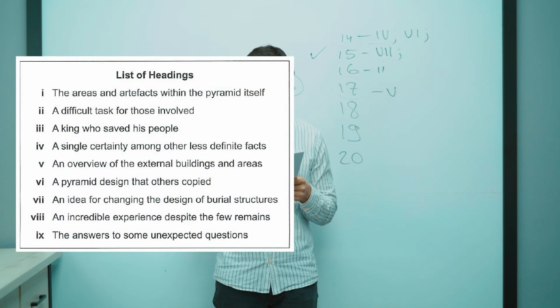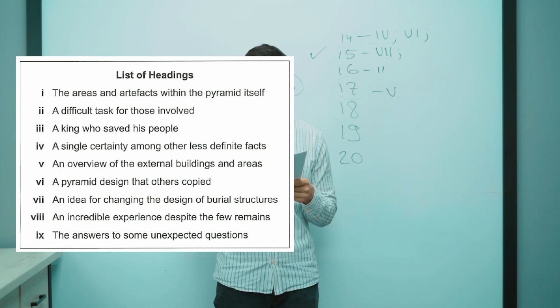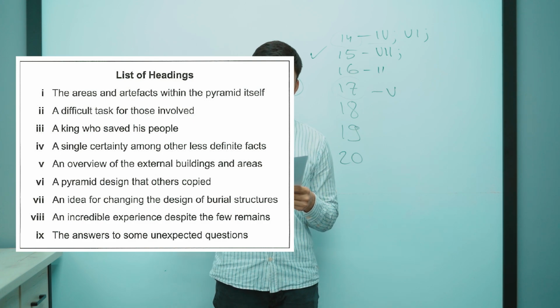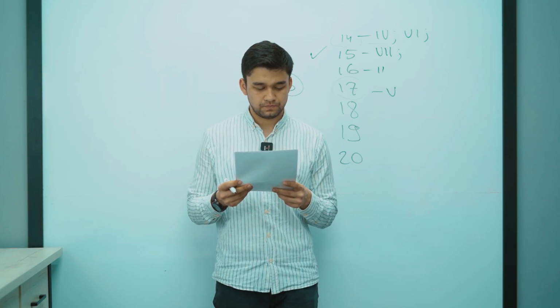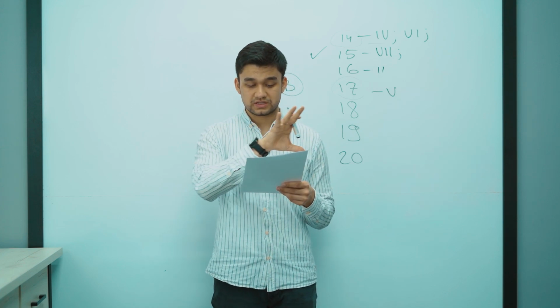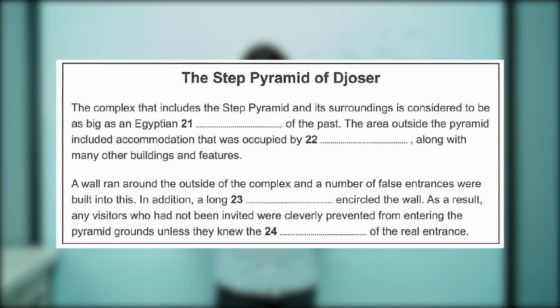So, a pyramid design, no. Idea for changing the design, no. Incredible experience, nothing about that. Few remains, answers, we didn't have any answers. And also, don't forget about analyzing the other questions. The question: the complex that includes the step pyramid of Djoser and its surroundings is considered to be as big as an Egyptian something of the past. I think we read about that.